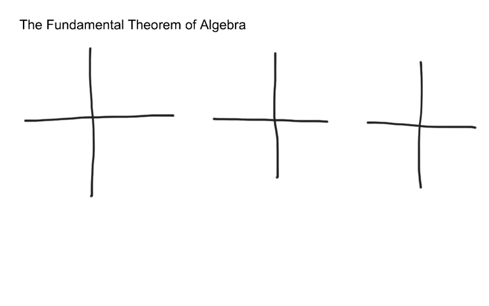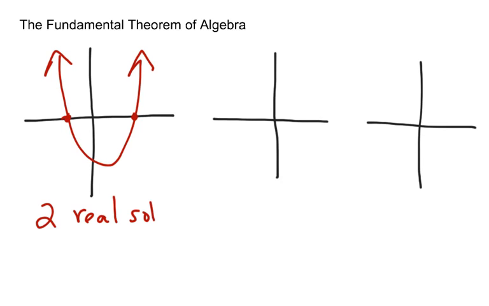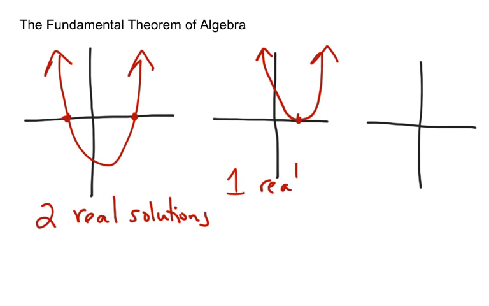When we graphed quadratics, one of three things happened. Either the graph touched the x-axis twice, in which case we said it had two real solutions. Or the parabola only hit the x-axis once. Well, we call that one real solution, or we now know that that is a polynomial whose factor has a multiplicity of 2.